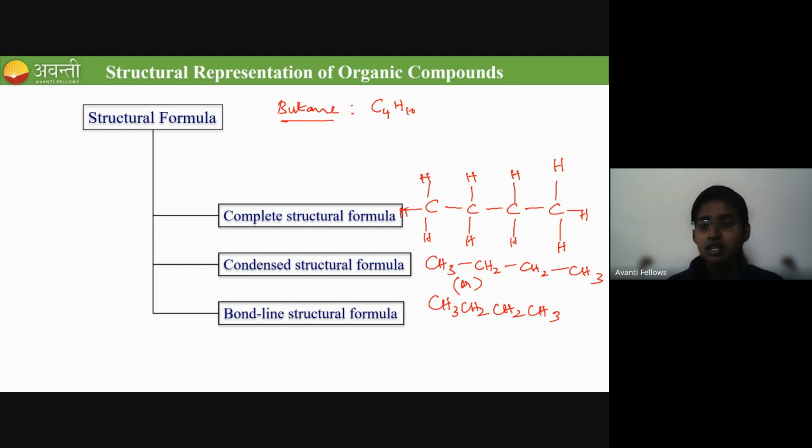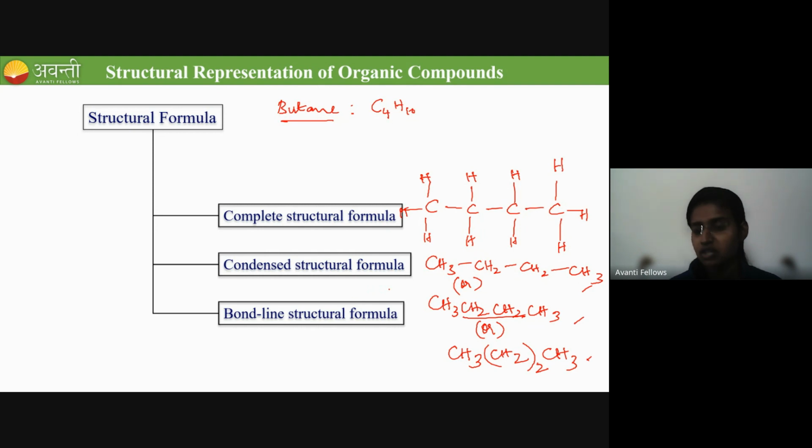Still, I can condense this. How can I do that? So CH3, CH2 two times. We have two CH2, right? So CH2 two times and CH3. So this is the further condensed form of butane. All these three are called the condensed structural formula for butane.